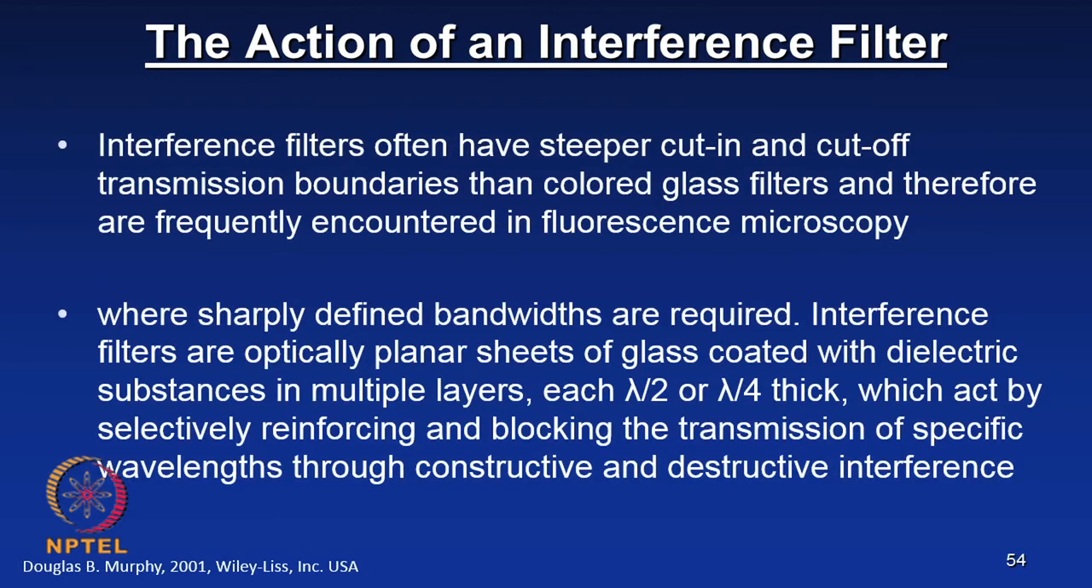Let us see a few more remarks on these filters. Interference filters often have steeper cut-in and cut-off transmission boundaries than the colored glass filters, and therefore are frequently encountered in a fluorescence microscope. Where sharply defined bandwidths are required, interference filters are optically planar sheets of glass coated with dielectric substances in multiple layers. Each could be lambda by 2 or lambda by 4 thick, which act by selectively reinforcing and blocking the transmission of specific wavelengths through constructive and destructive interference. This is what I just mentioned. So, this is about the interference filter.